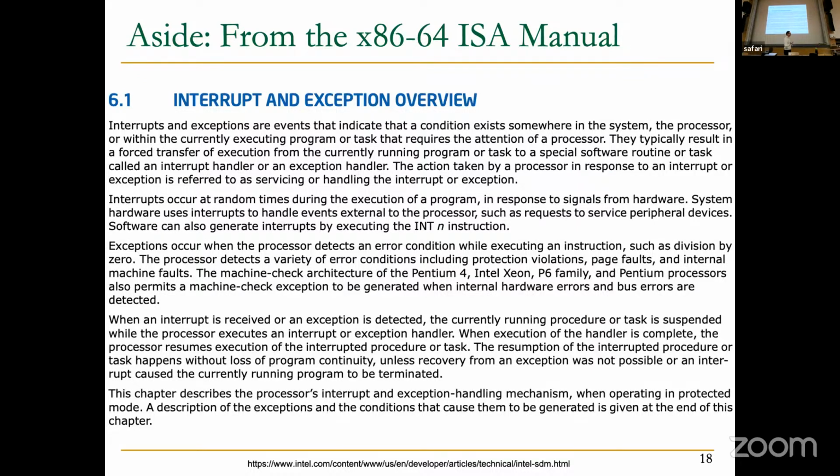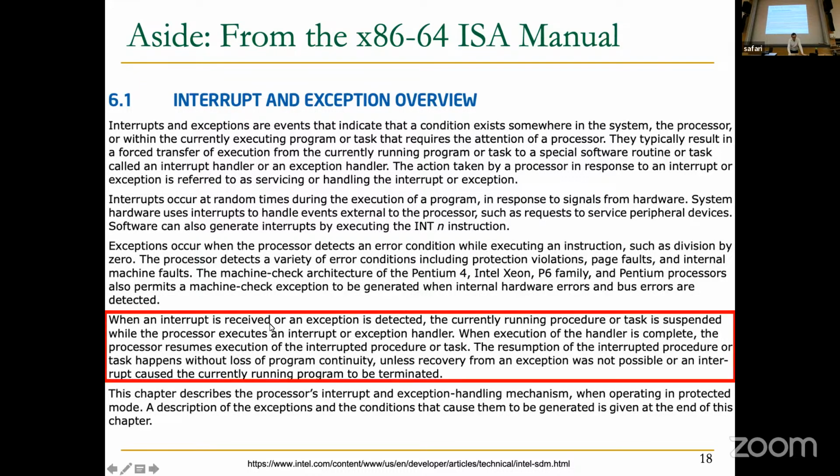As I said, interrupts and exceptions need to be defined in the ISA. These are part of the ISA. They have to be implemented by the microarchitecture. And this is actually a very beautiful description from Intel's x86-64 ISA manual. These ISA manuals are actually very beautiful books, in my opinion. Sometimes they're very hard to read, but sometimes they're beautiful like this. Let's take a look at one example part over here.